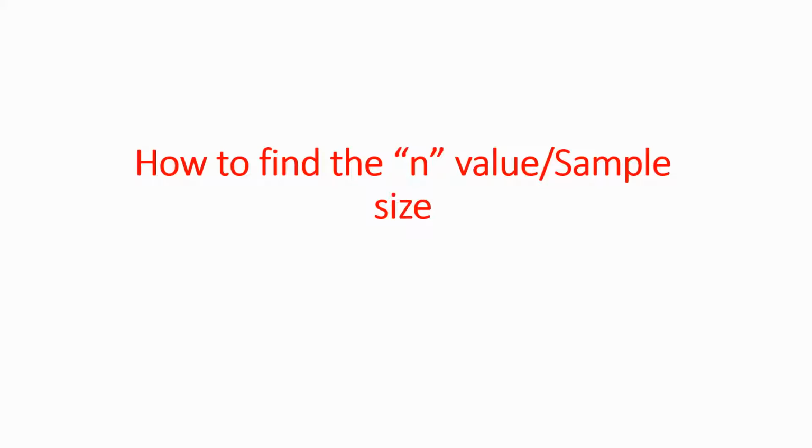Last one is 14C, how to find the n value, or sample size, the number of trials. Okay, so you've got your formula and your goal is to find n. So what if I didn't give you n, I didn't tell you the number of trials, but I told you the probability, I told you the chance that you want?